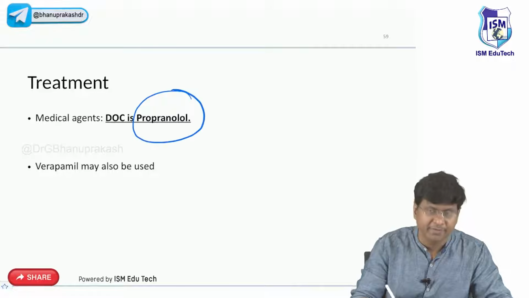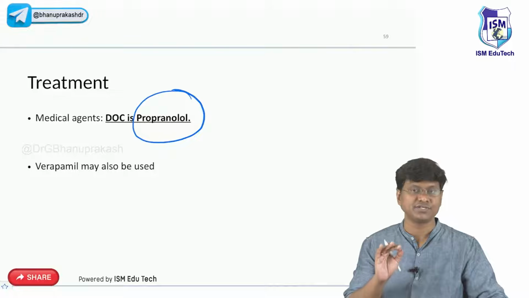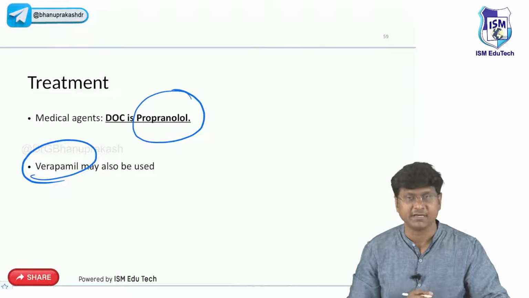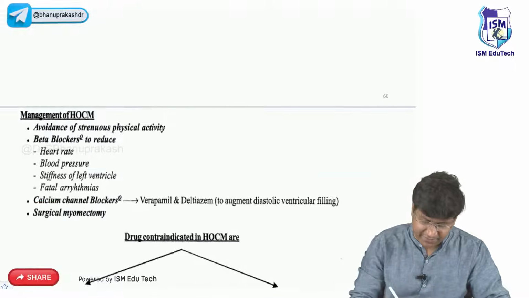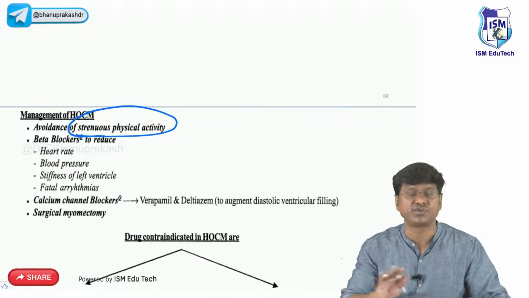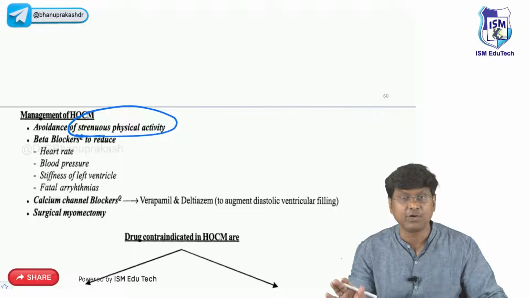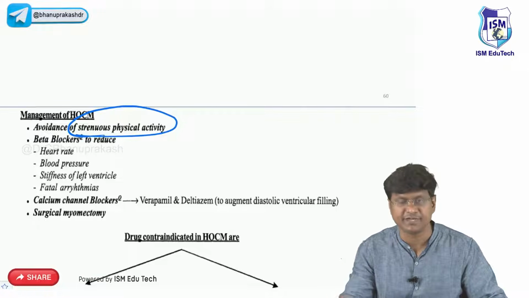Now, propranolol should be given, and wherever propranolol is contraindicated, we can give a calcium channel blocker, that is verapamil. And first and foremost, a very important advice that you need to give this individual is avoidance of strenuous physical activity, right? Avoidance of strenuous physical activity, that is very, very important.